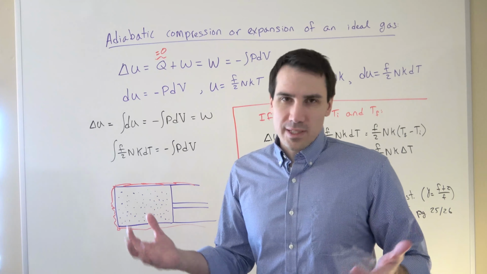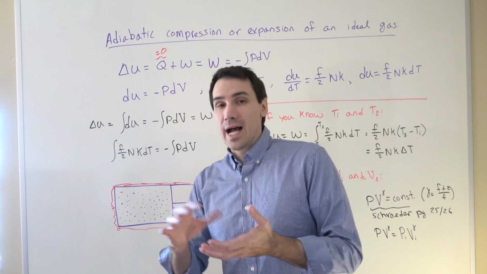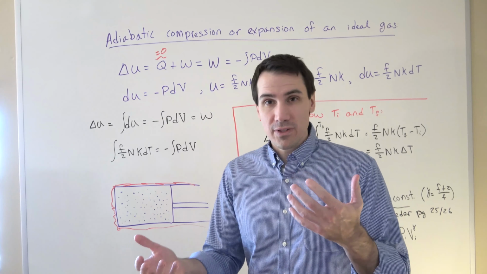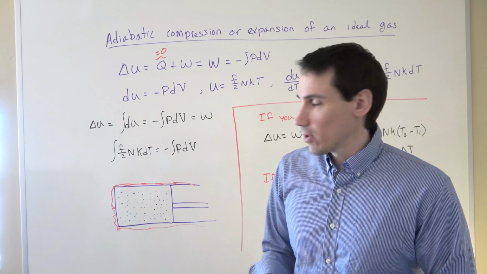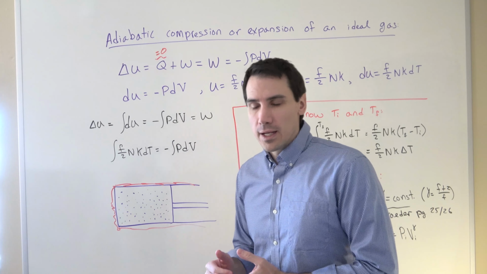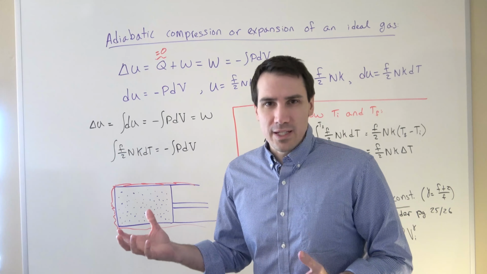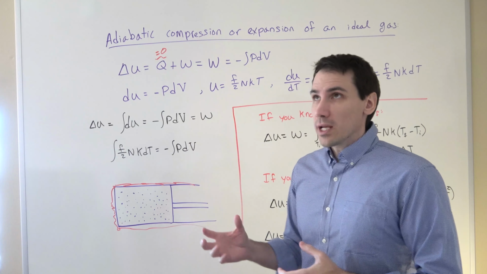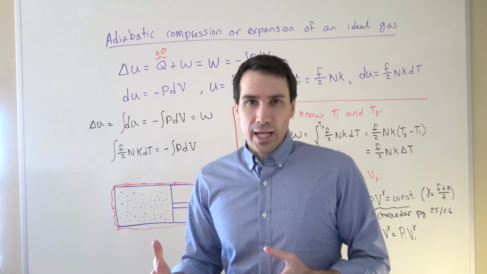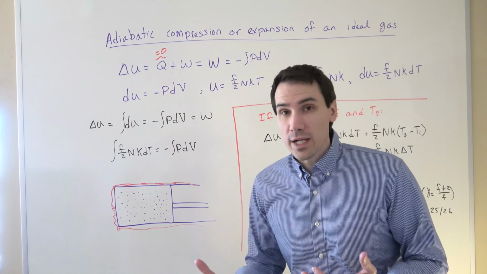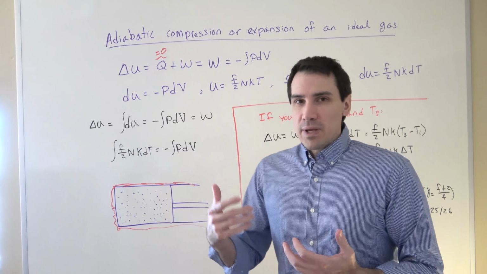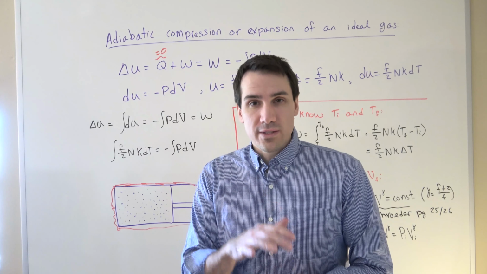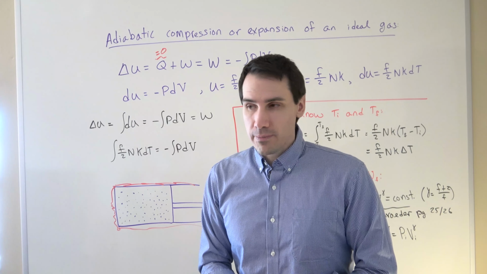Of course, this is an idealization. We can never actually make something fully adiabatic because it will always have some amount of heat transfer into or out of the system. But we can get things close to adiabatic. And in general, we can think of things as being adiabatic if they happen very quickly in comparison to the amount of time that it takes for a system to come into thermal equilibrium.